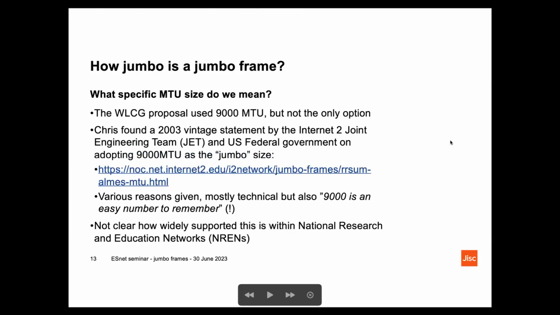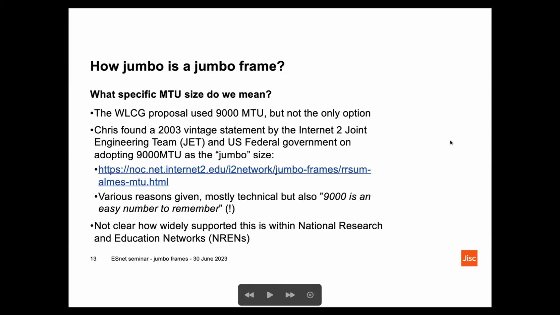How jumbo is a jumbo frame? Well, I've been saying 9000 MTU. That's not the only option to have a frame obviously bigger than 1500. There's a lot of options there. Looking back, my colleague Chris Walker, I think, is on the call, found a 20-year-old document. Maybe some people on the call were involved with this. Maybe you can tell us about that in the discussion. There's a link there to some of the rationale as to how we ended up with the 9000 MTU as a sort of, I wouldn't say default, but the currently widely used MTU for jumbo.